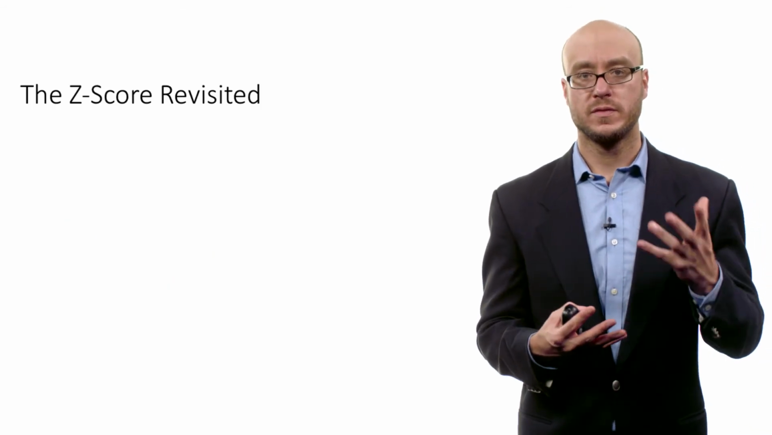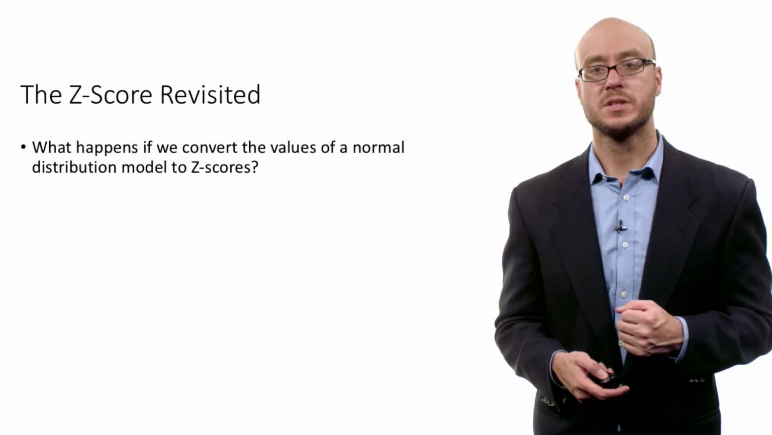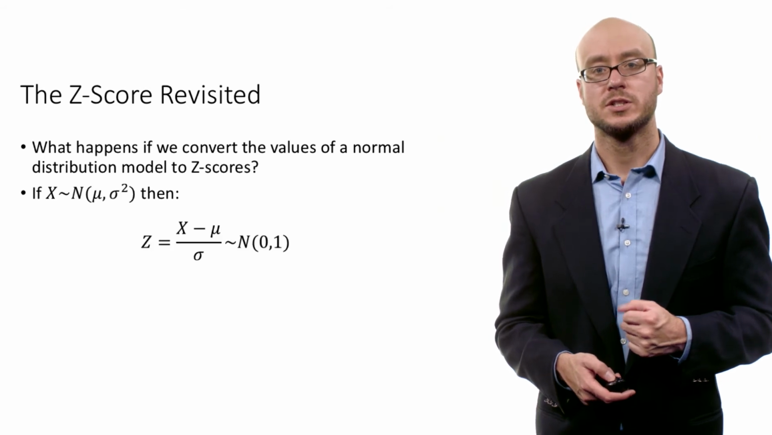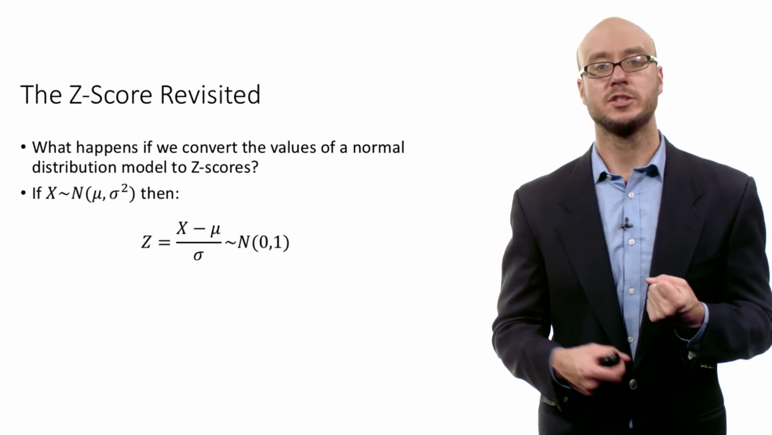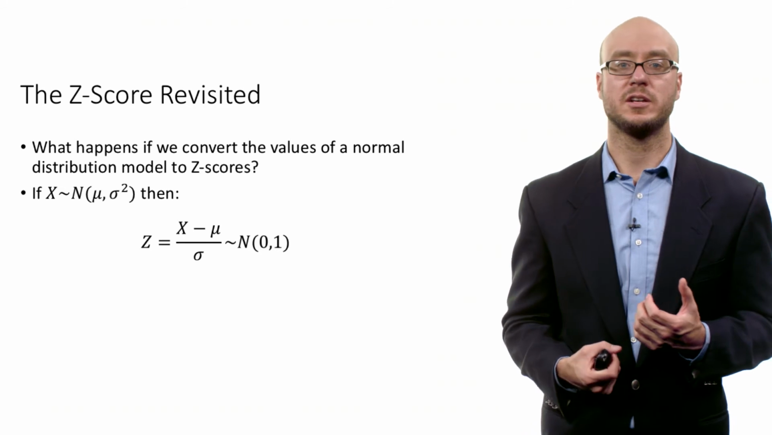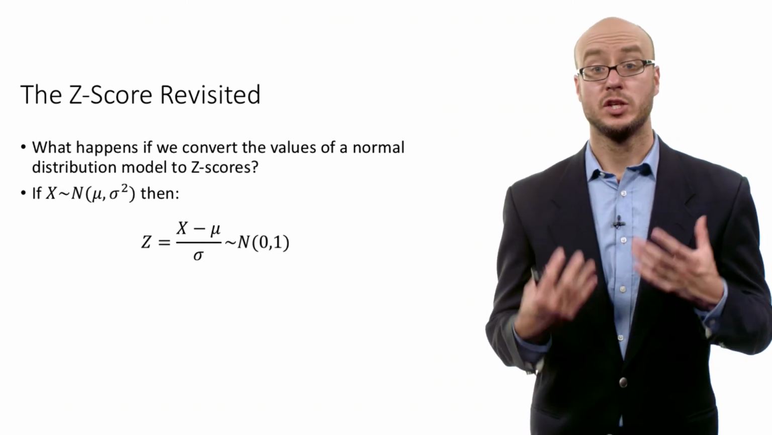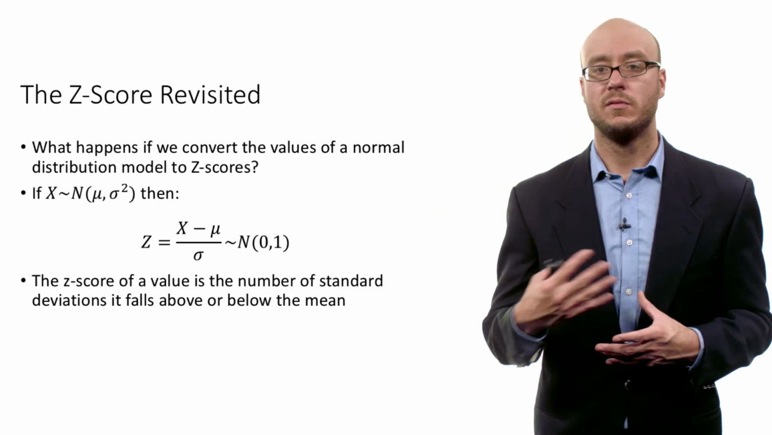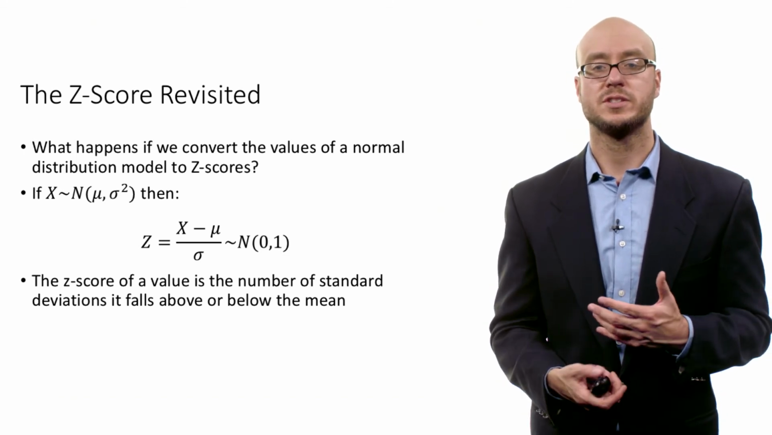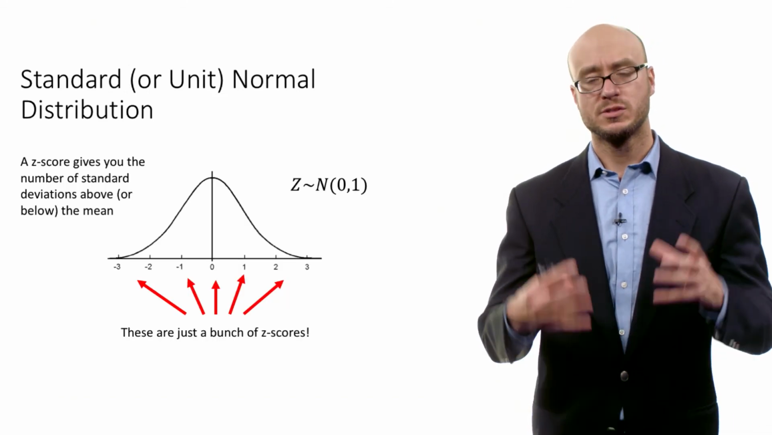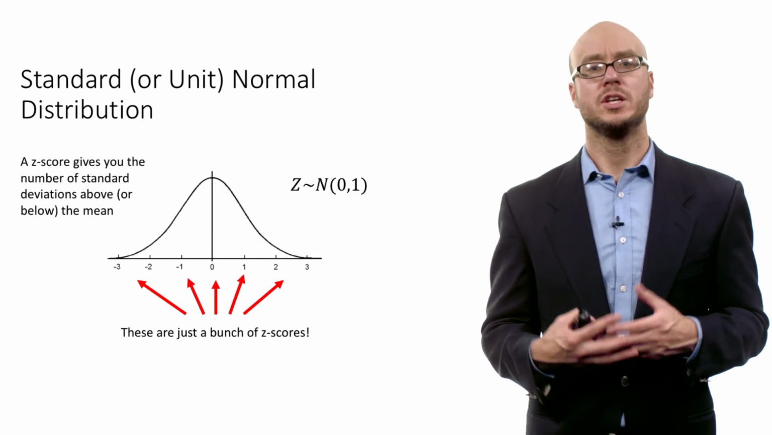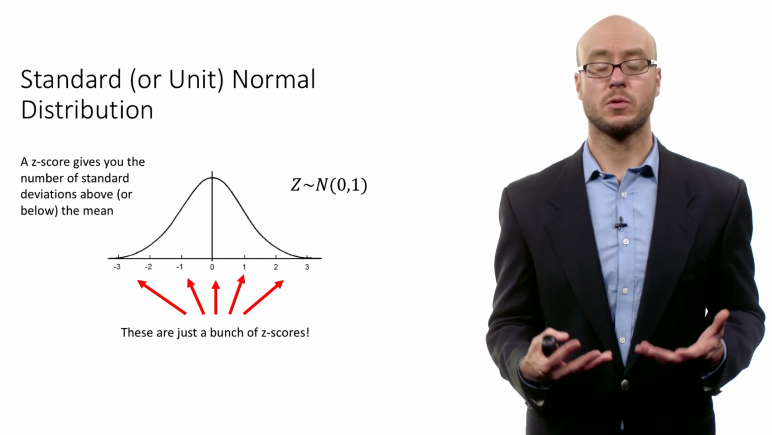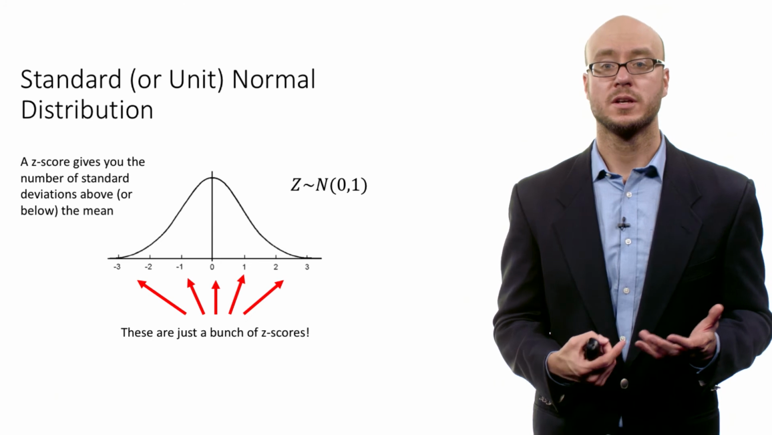You can think of this kind of distribution in terms of z-scores, right? So if you have some variable x, you subtract out the mean and you divide by the standard deviation, right? You have z-scores. So keep in mind the z-score of a value is just the number of standard deviations it falls above or below the mean. So the standard unit normal distribution, you can think of it in terms of z-scores. It's just a bunch of z-scores, right?